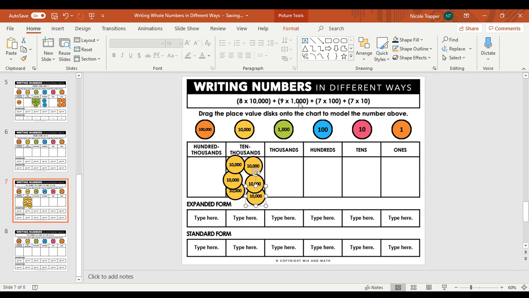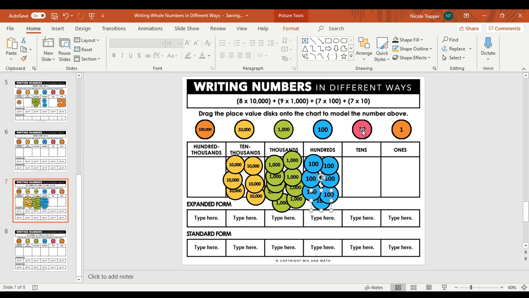Next, it says 9 times 1,000. So that means I have to put 9 1,000s into that category or that place on the place value chart. I'm at 6, 7, 8, and 9, a little squishy. And then it says 7 times 100, so that I know I need 7 place value discs for the hundreds. And if I want to know that value, I know 7 times 100 is 700. If you did not know that, you could count by hundreds using your place value discs.